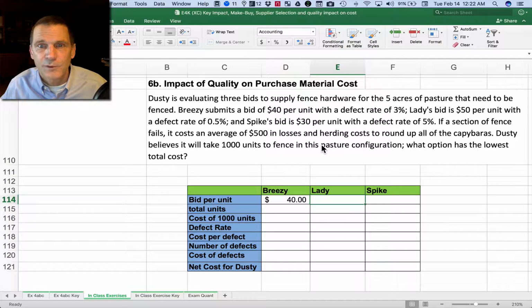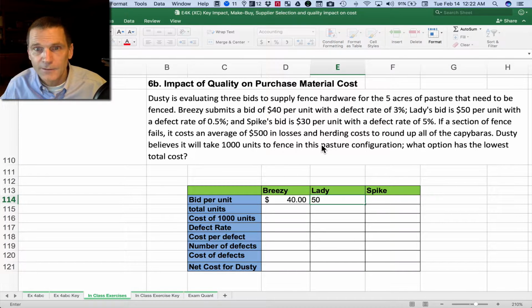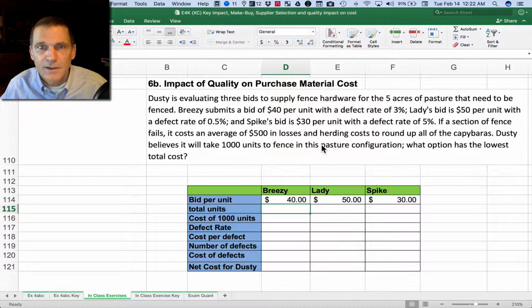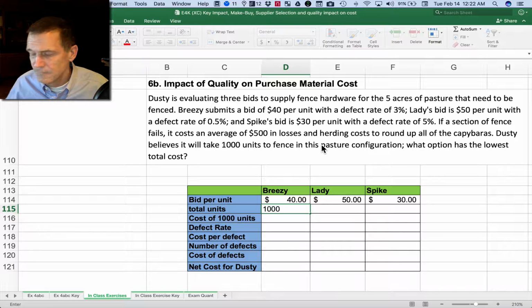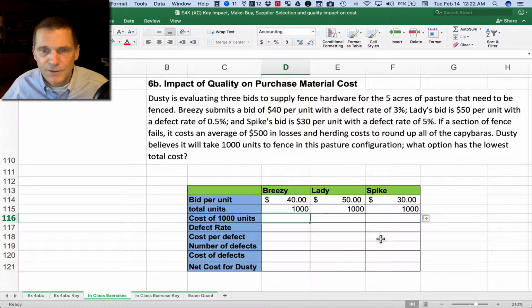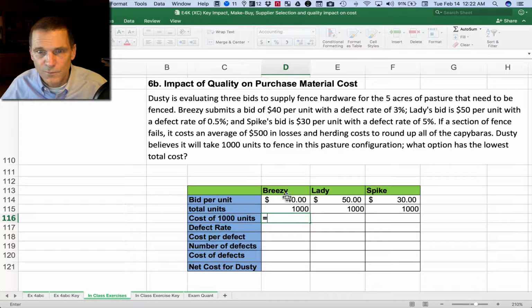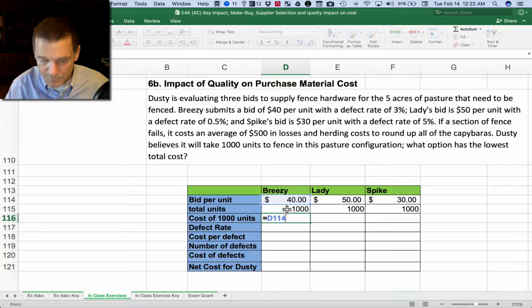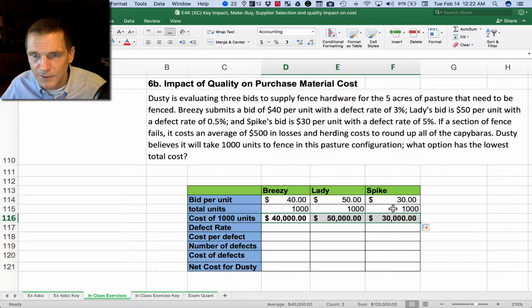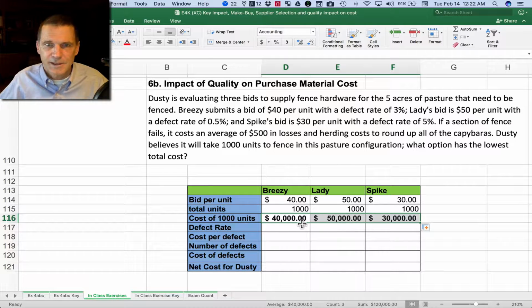So that's $40 from Breezy and $50 from Lady, and Spike gave us a low bid of $30. The total units is the same for all 3. That's 1,000, which is what old Dusty has estimated. The cost of the 1,000 units would simply be equal to the cost for one section times the 1,000 sections, right? And we can copy that across because all these cells have the same relation. If this is right and we drag it over here, these will be right and these will be right. So we got $40,000, $50,000, and $30,000 for the raw fence.